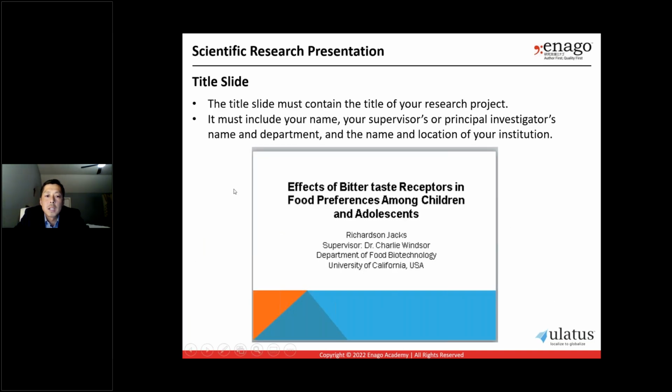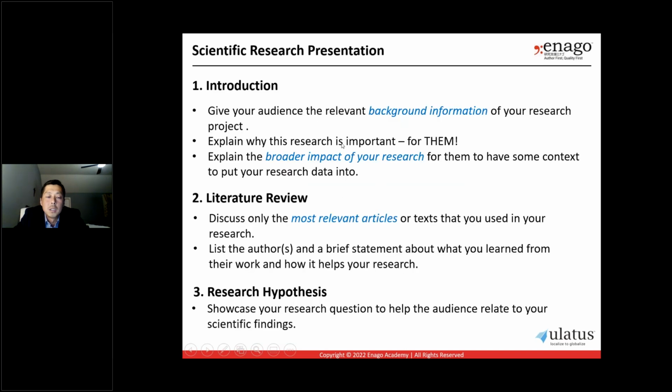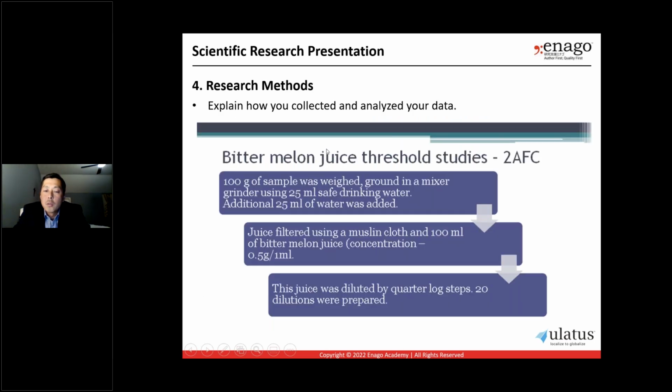As you work through your slide title, there's a certain format that is pretty universal. When you work through the body of your presentation, always, again, background, but relevant background, the impact of the research, just the most relevant articles should be mentioned, and always have a research hypothesis. Not always, but it's always good because people know exactly then what you're trying to accomplish, okay? Your research methods do not have to be as detailed as you think.